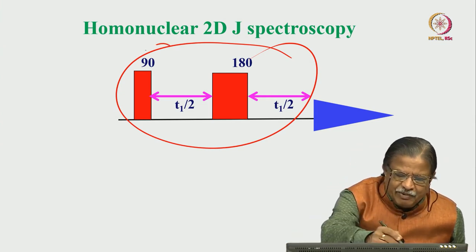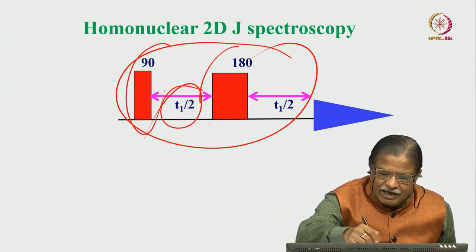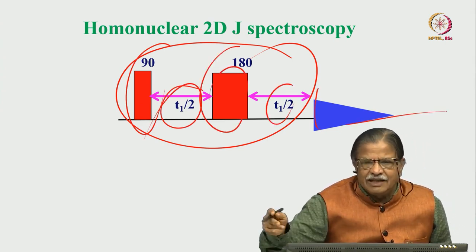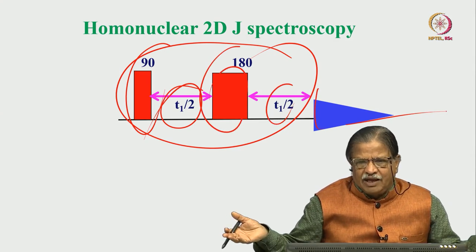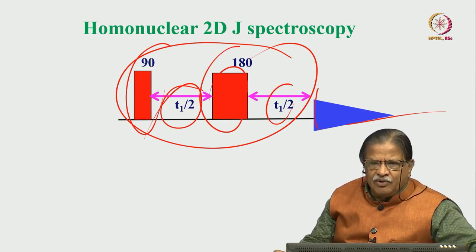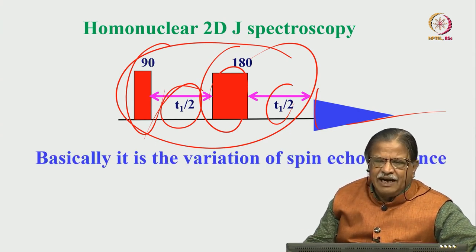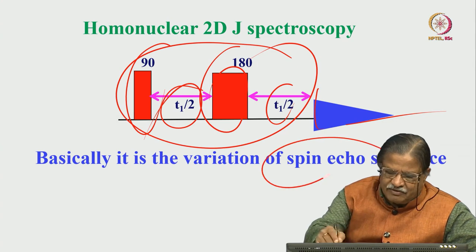So this is the 90 pulse. You apply a delay, which you call t1 by 2. Apply another 180 pulse, t1 by 2, and start collecting the signal. It is a proton, let us say, homonuclear, or fluorine, phosphorus, doesn't matter. These are all homonuclear 2D J resolved experiments. Basically, it is nothing but a variation of a spin echo sequence.